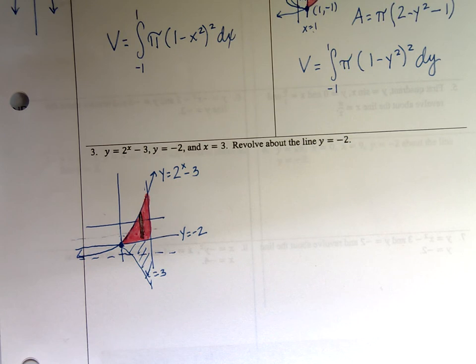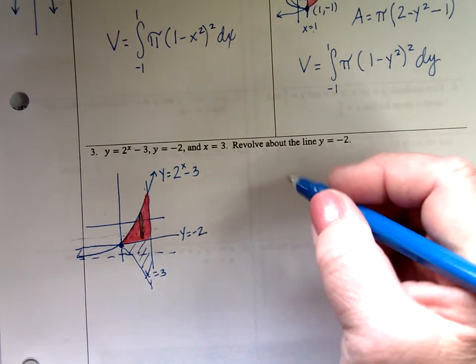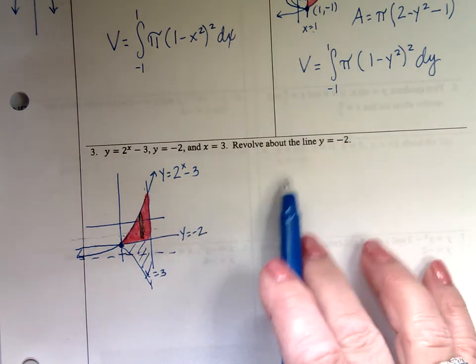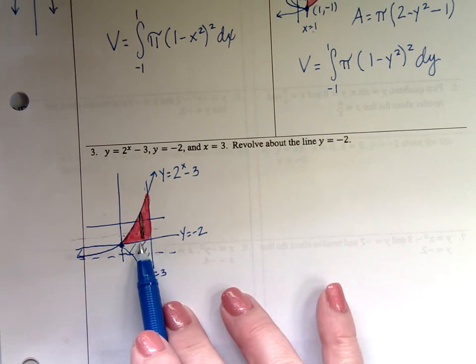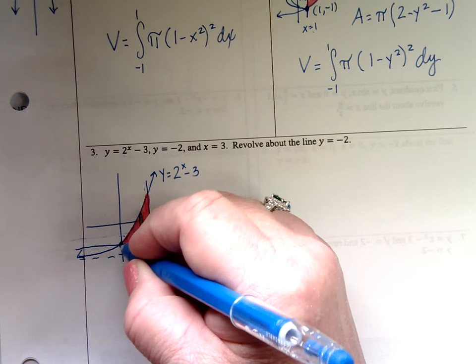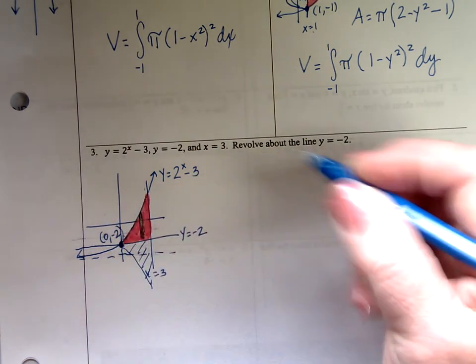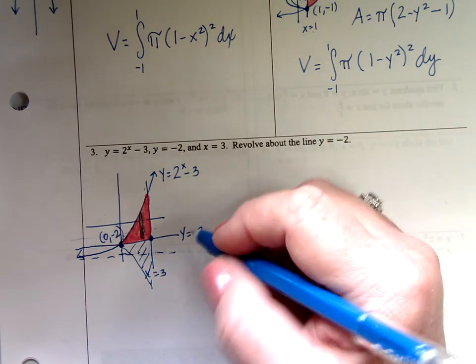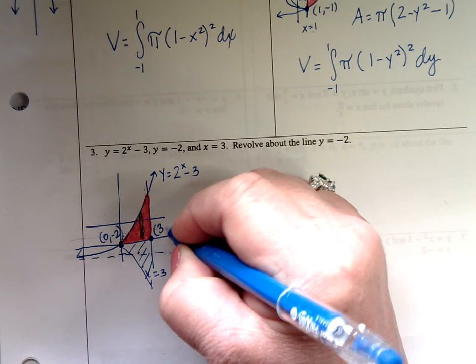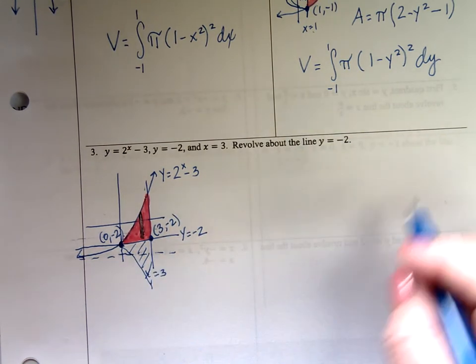What are my bounds? Well, I know that I need x values, right? Because I'm revolving it around a line that is horizontal, so I need the x values. So I know this guy here, he would be 0, -2, right? And this guy here I actually know too without having to solve anything, because my x value is 3 and my y value is -2. So I have my bounds and I'm ready to set up my area.